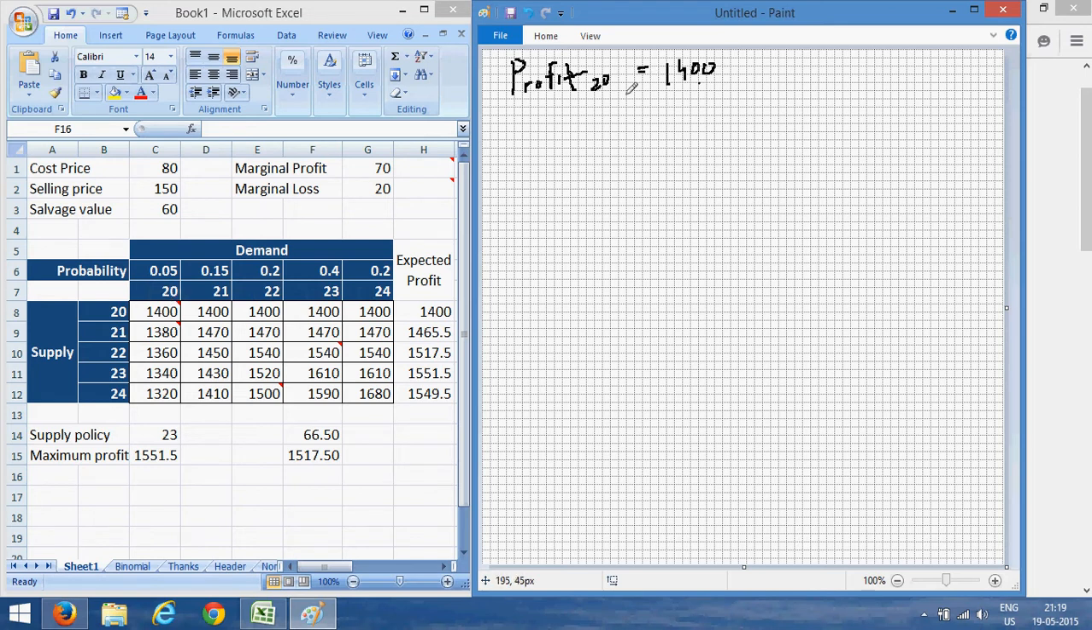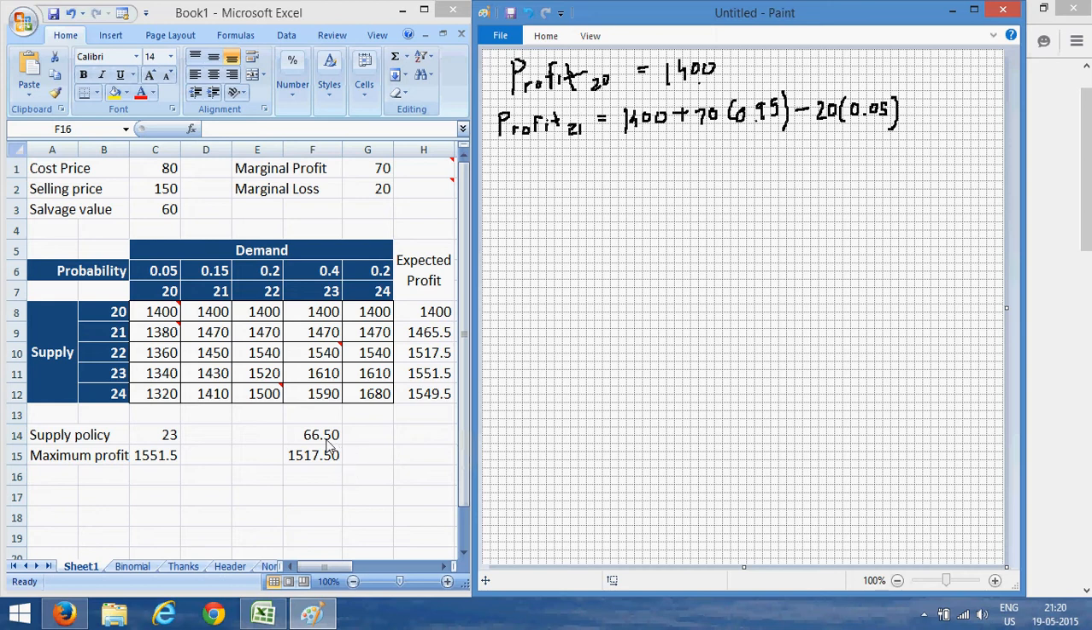So let's represent this again. My profit from selling 21 is equal to profit from selling 20, which is 1400, plus that additional $70, which I will be able to gain only 95% of the times. I got 95 because demand is greater than 20 95% of the times. And whenever demand is greater than 20, I will be able to sell this additional unit, minus a loss of $20, and this loss I will incur 5% of the times.